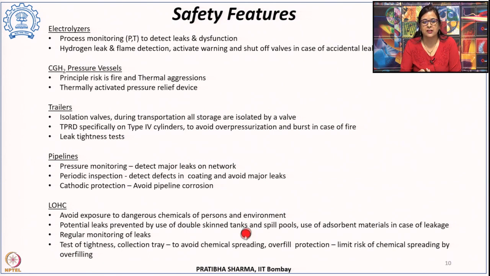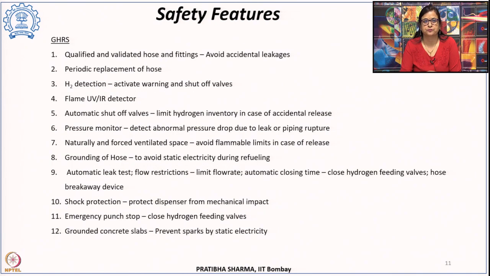Potential leaks are prevented by using double skinned tanks, and then there are spill pools. Also, adsorbent materials are used if there is any leakage. At the same time, regular leak monitoring is conducted in such tanks, wherein there is a test of tightness, and there are collection trays to avoid spreading of the chemical. Overfilling protection is also considered, which limits the risk of chemical spreading by overfilling.